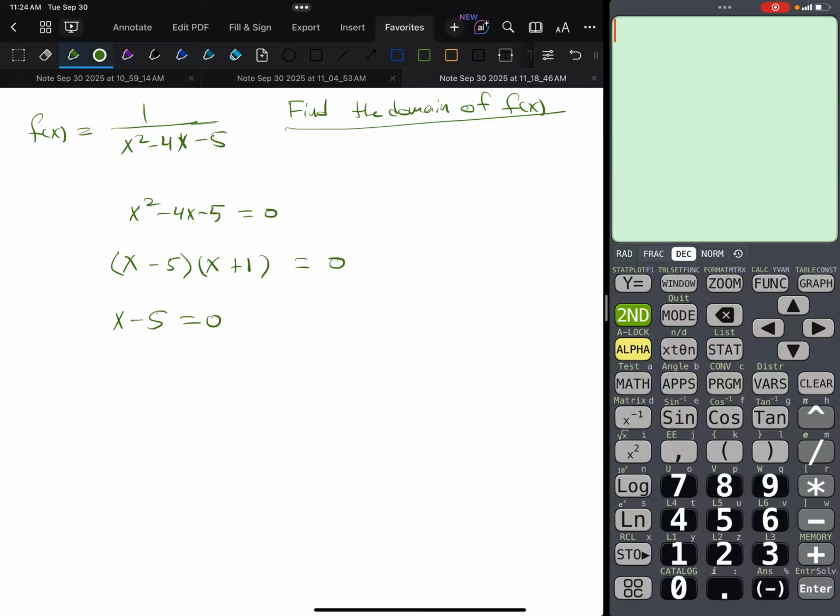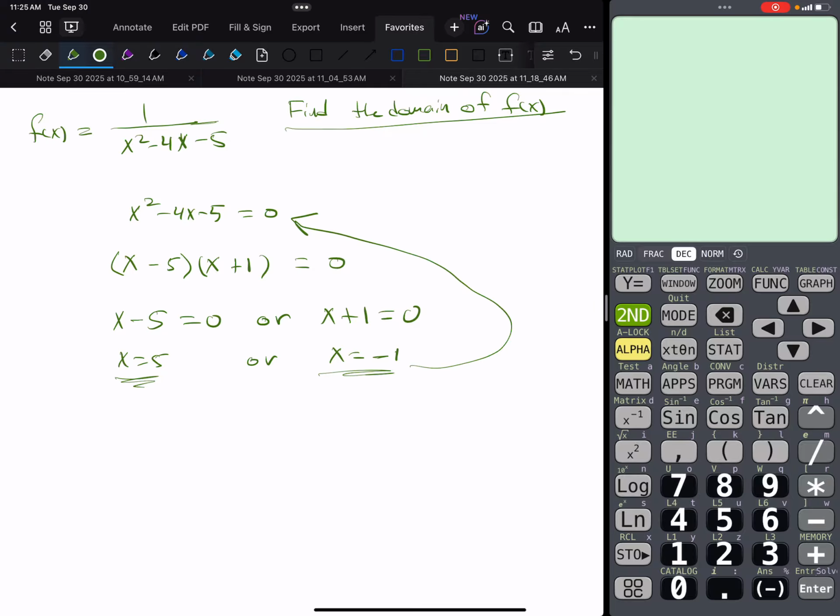I have x minus 5 equals 0, or x plus 1 equals 0. So I'm going to add 5 to both sides, x equals 5, or subtract 1 from both sides, x equals negative 1. All right, well, those are the two x values that cause this equation to equal 0. I can test that if I want to. I can plug in my negative 1, I could plug in my 5, and it'll work. Well, that means that those are the two values that I just can't allow into my domain.